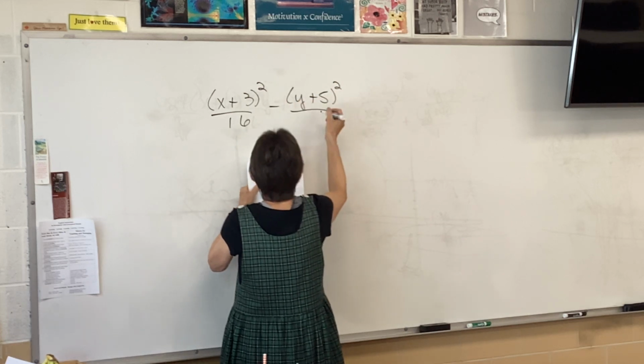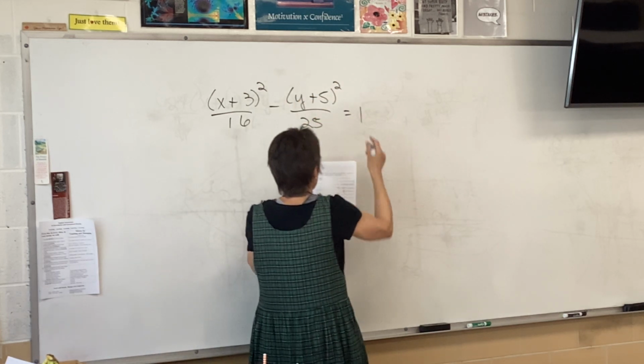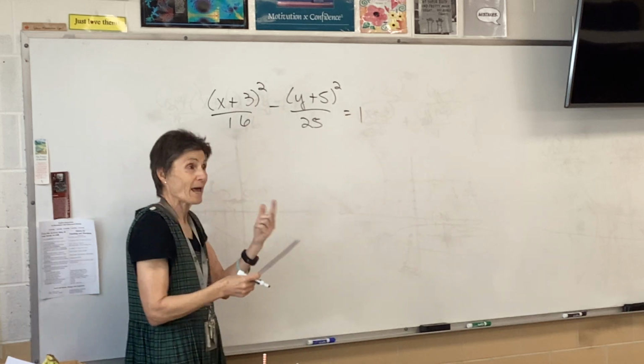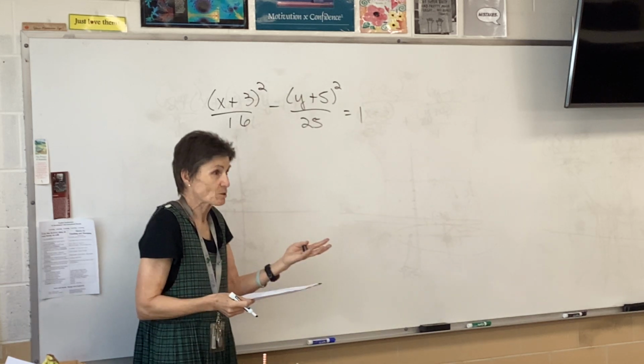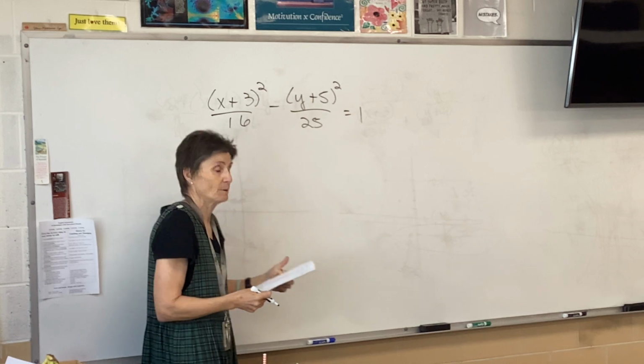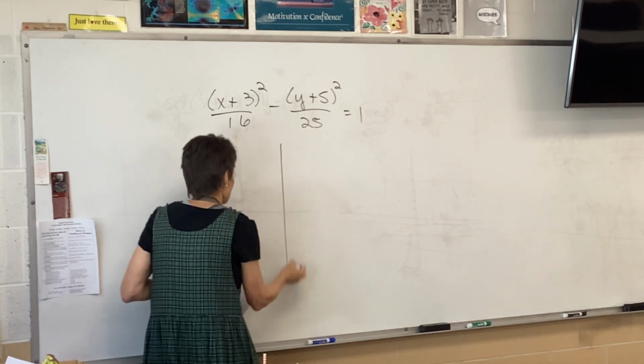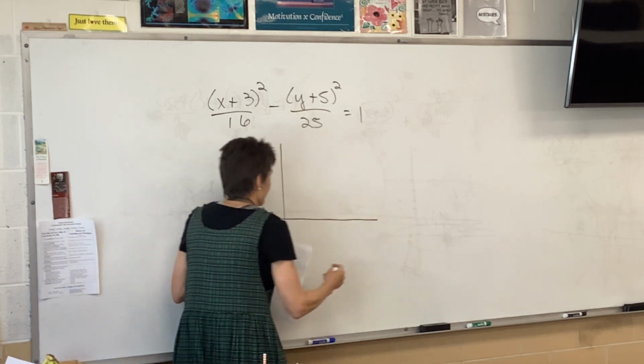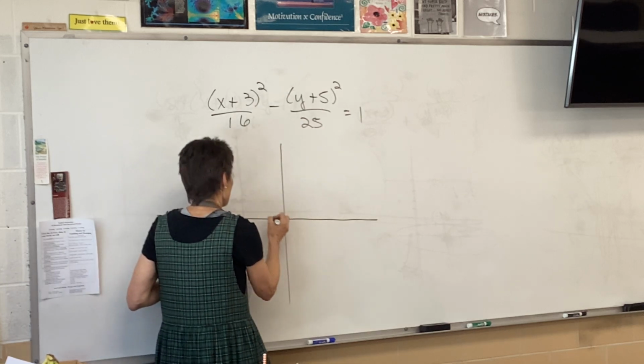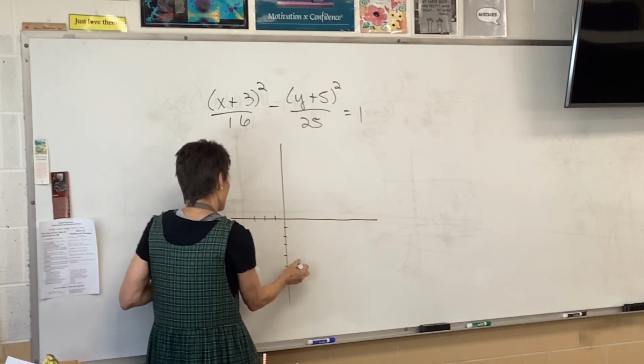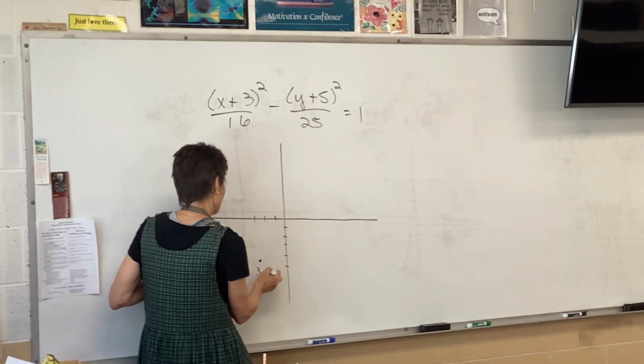You may not recognize the equation as a hyperbola, but when it talks about asymptotes, you know that's what this is, I hope. This is a hyperbola. Where is the center? Negative 3, negative 5. X comma y. Negative 3, negative 5.